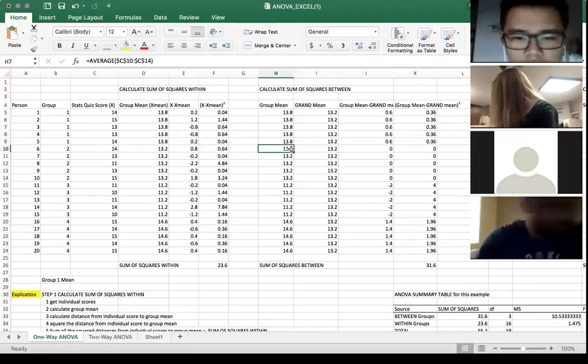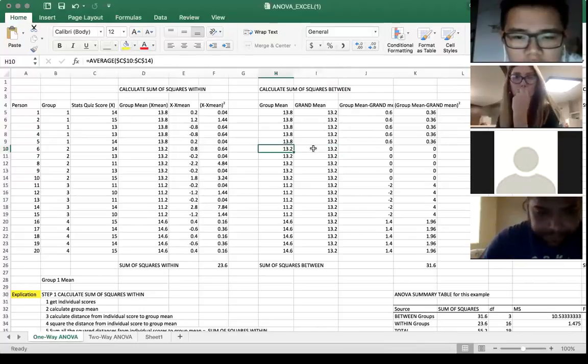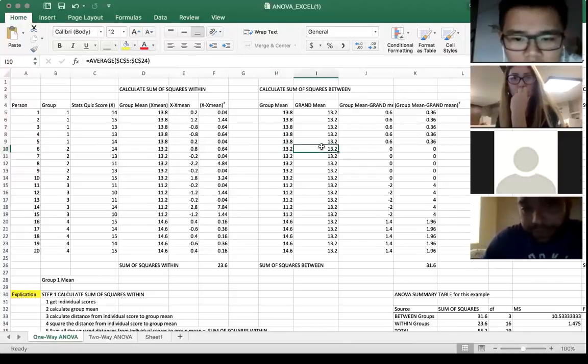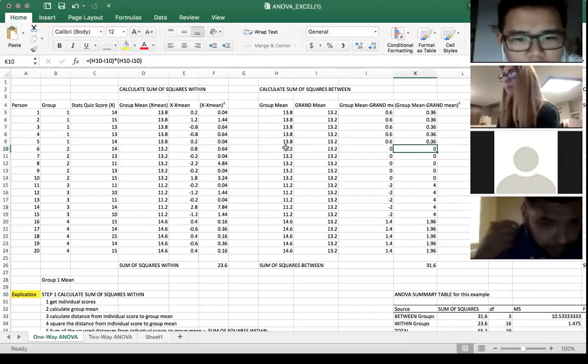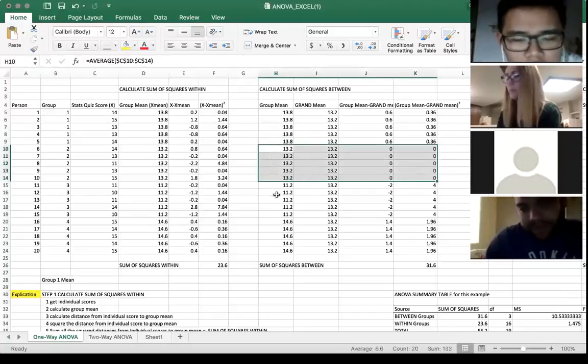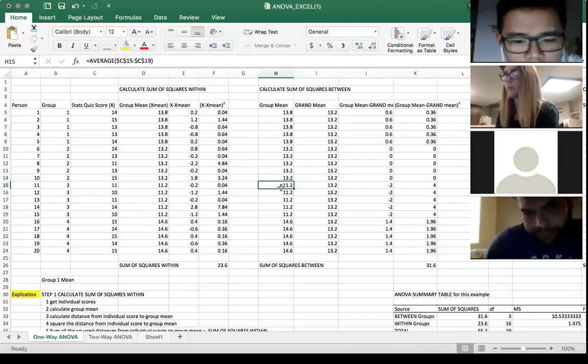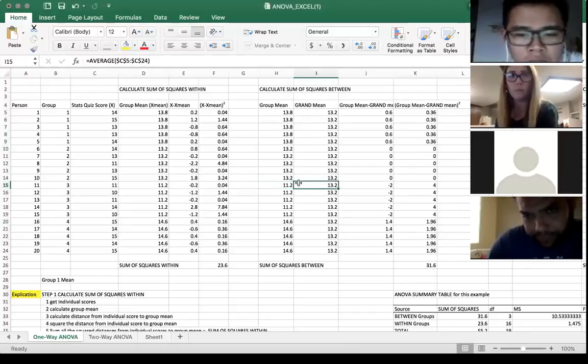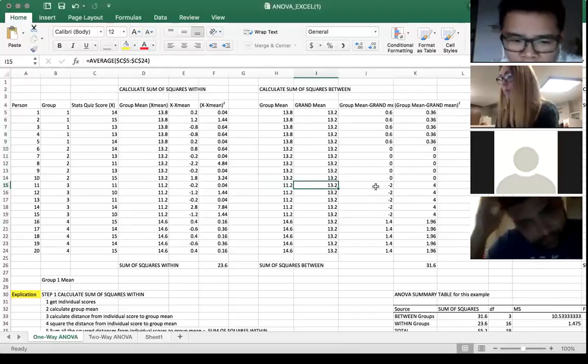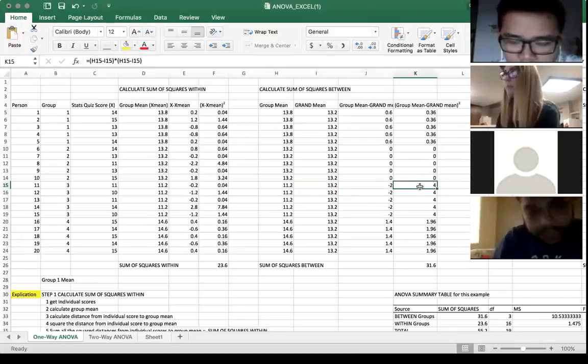Now we go to group 2. Actually, the group mean is exactly at the grand mean, right? So they have 13.2 minus 13.2. They have a 0 difference. 0 squared is also 0. So they get all this value. Then we go to group 3, which is 11.2. It's 2 points below the mean, right? So it's negative 2. Squared gives you the 4.